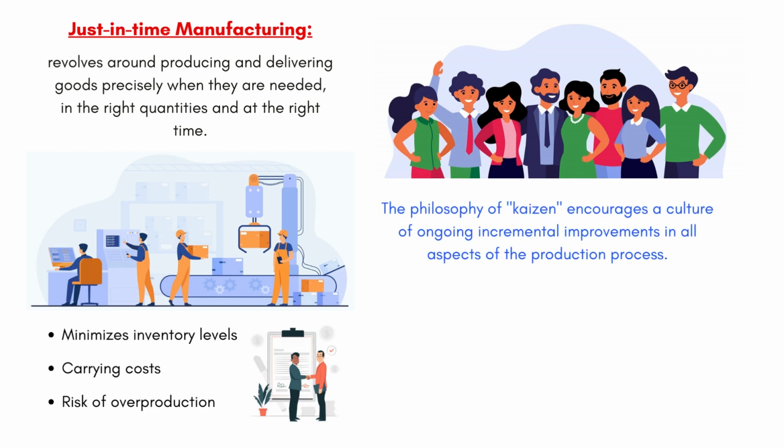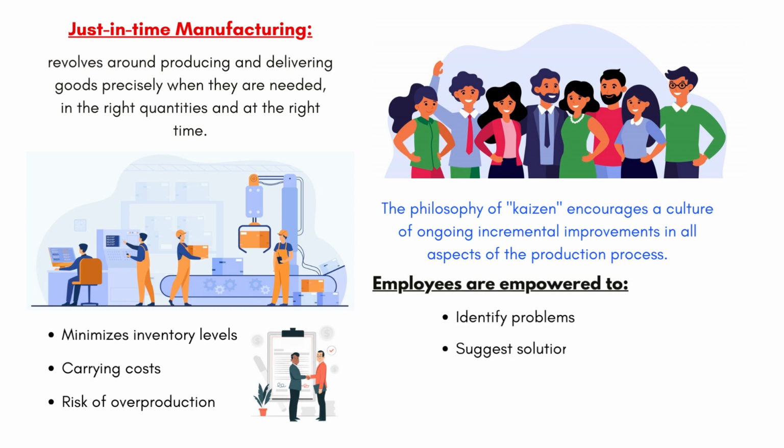TPS and JIT place significant emphasis on employee involvement and continuous improvement. The philosophy of Kaizen encourages a culture of ongoing incremental improvements in all aspects of the production process. Employees are empowered to identify problems, suggest solutions, and participate in decision-making, making TPS not just a production system but a comprehensive management philosophy.